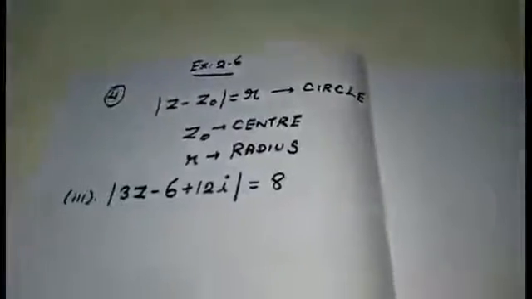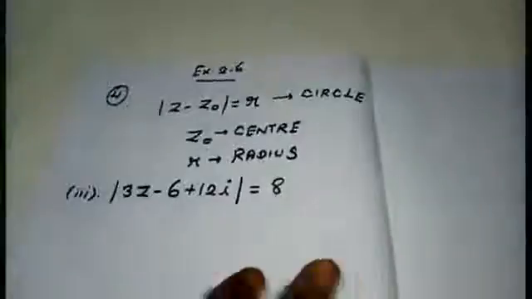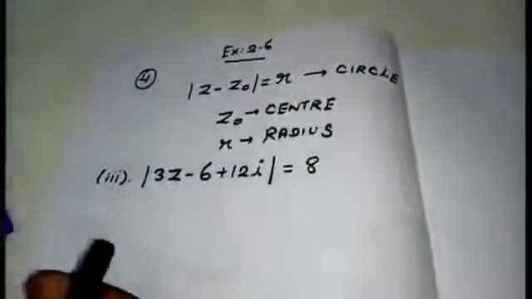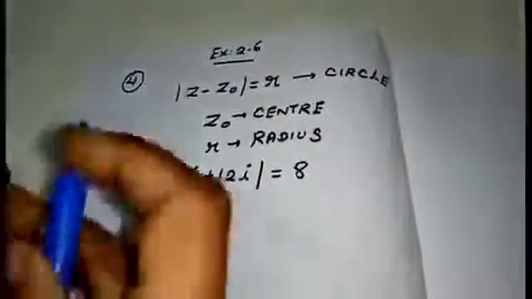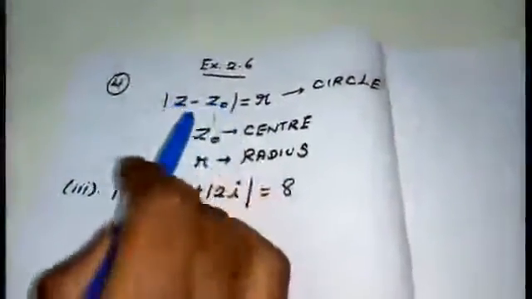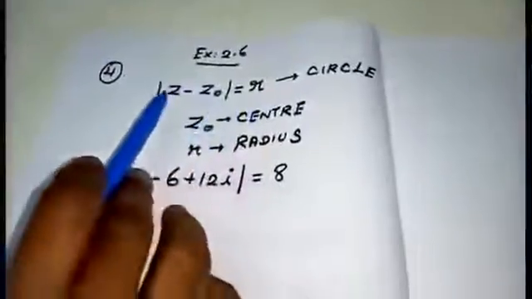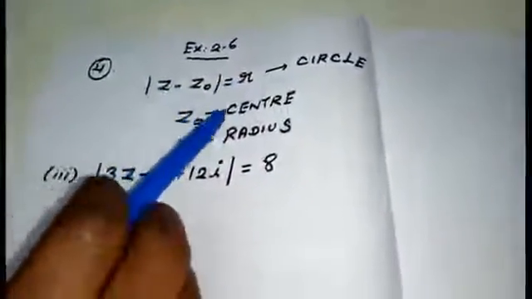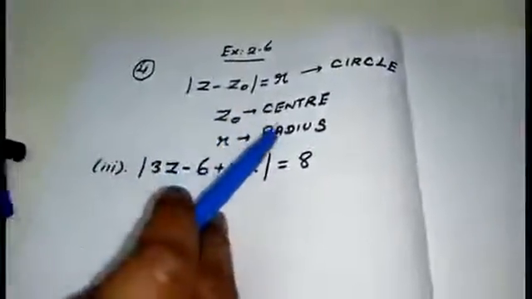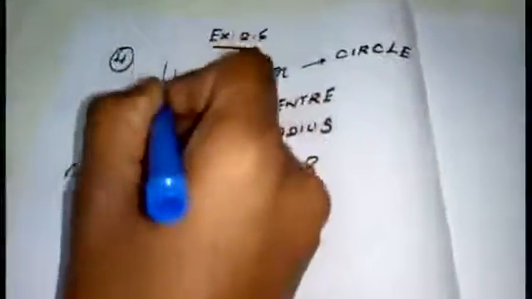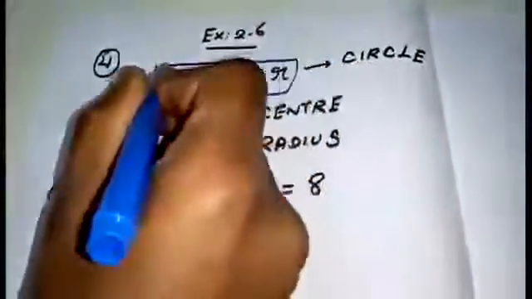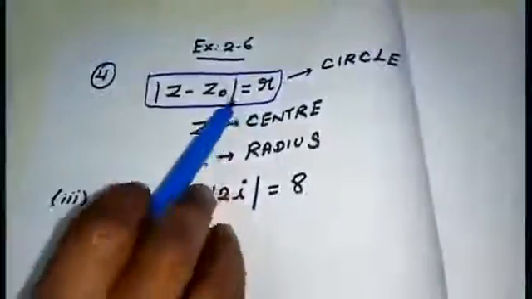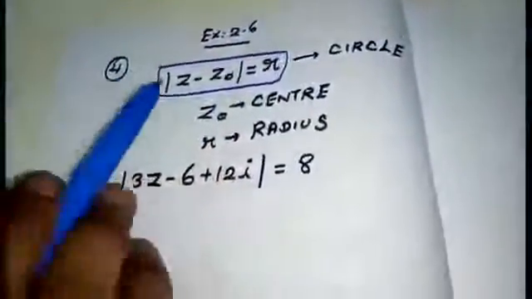6th exercise, fourth sum. In the fourth sum, we are going to use this formula, that is modulus of z minus z naught equal to r. This represents the equation of a circle in complex numbers, where z0 is nothing but the center and r is the radius. We are going to do the calculation based on this formula, that is modulus of z minus z0 equal to r. In question 4, I am going to take the third one.